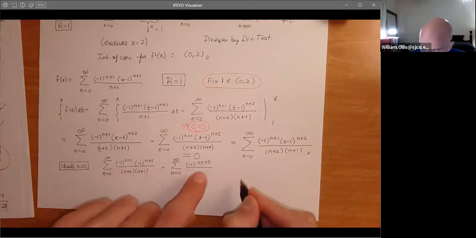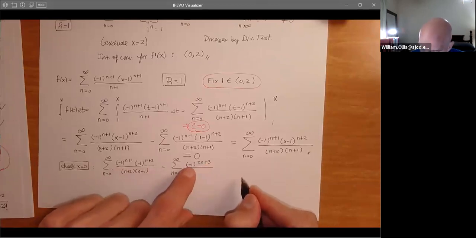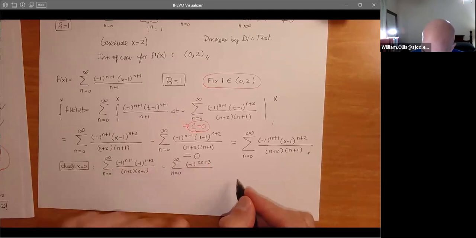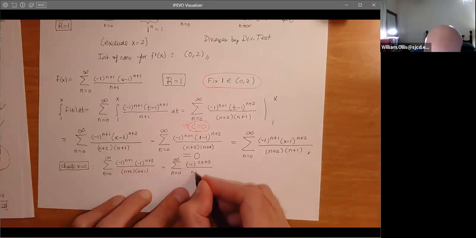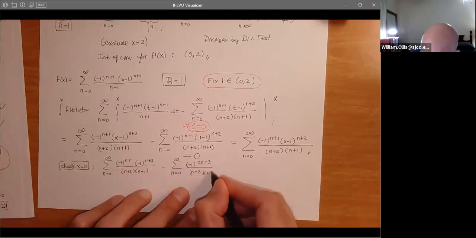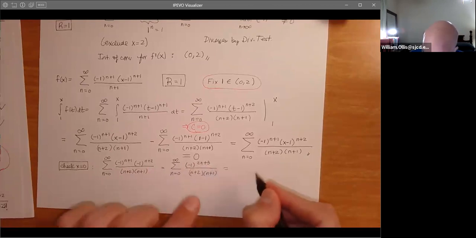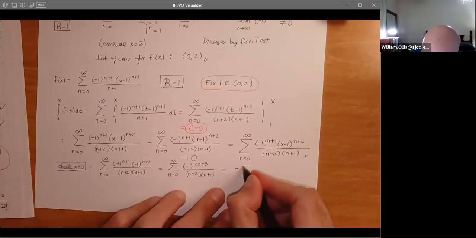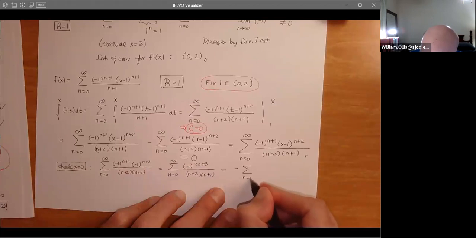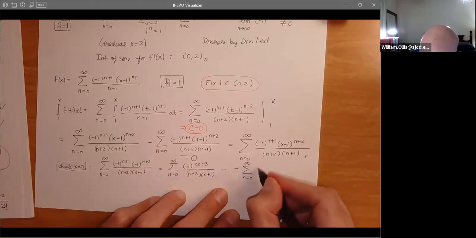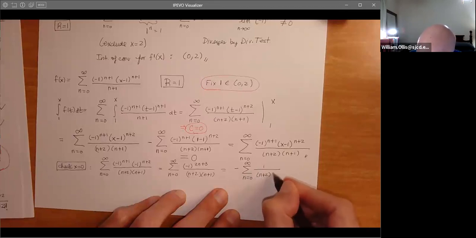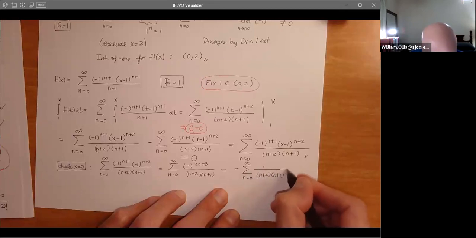So, of course, here the negative 1 will just survive, just a minus 1. The negative 1 to the 2n is clearly just 1. So this is n plus 2 times n plus 1. So we just get the negative of this series, n equals 0 to infinity, 1 over n plus 2 times n plus 1.